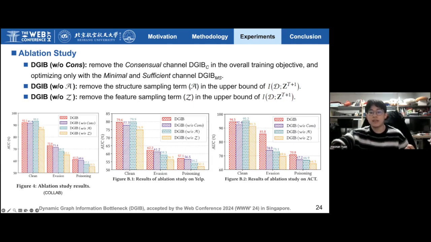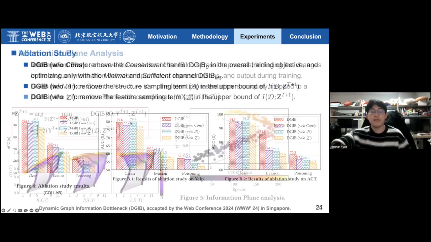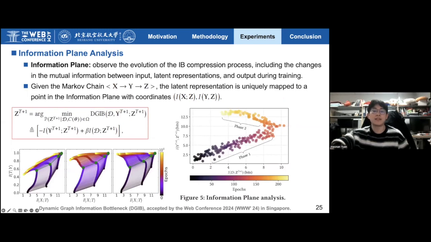And concretely, we witness the DGIB surpassing all three variants when confronting evasion and poisoning adversarial attacks, which provides insights into the effectiveness of the proposed components and demonstrates their importance in achieving better performance for robust representation learning on dynamic graphs. So next, we carried out the information plane analysis.